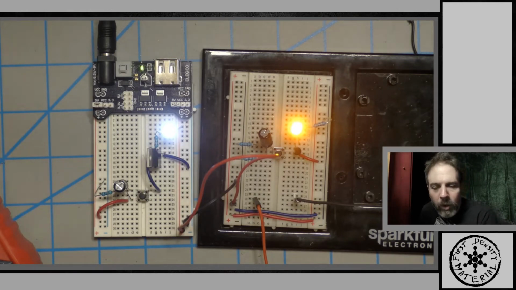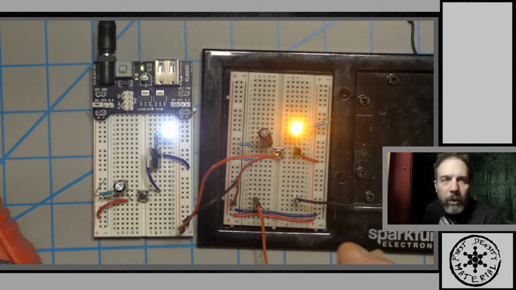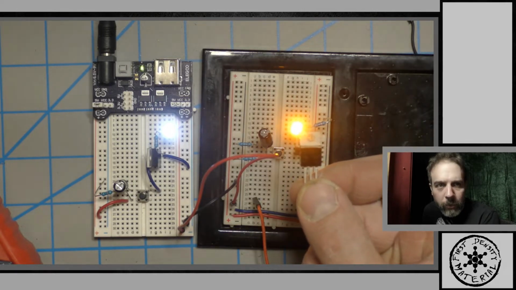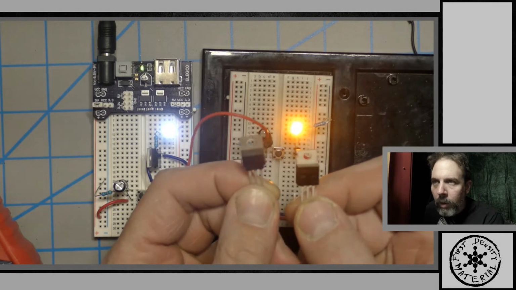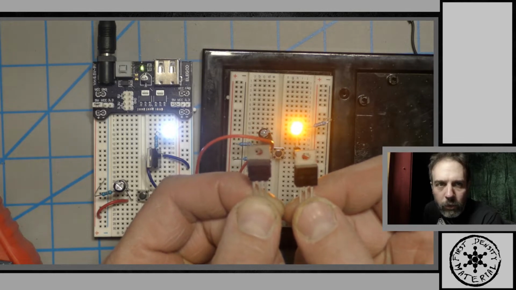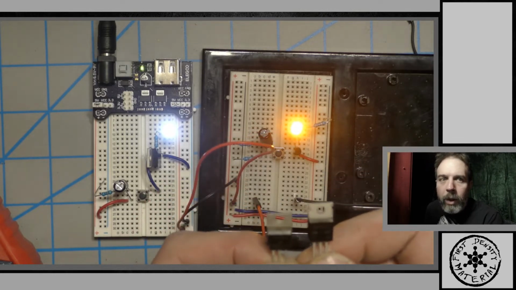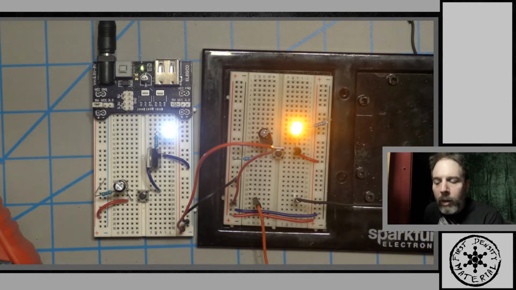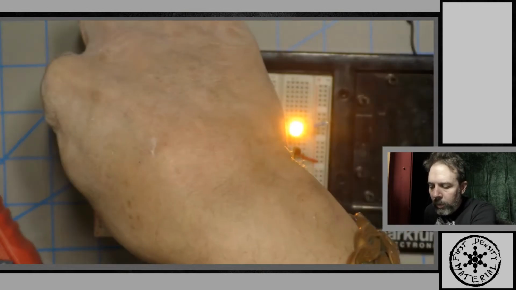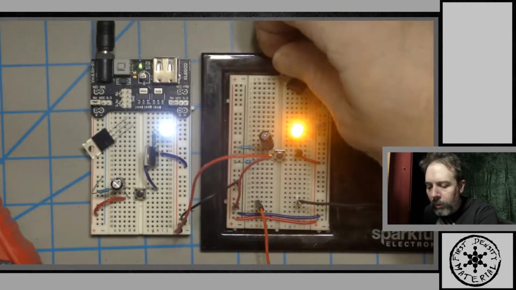Alright, so before we get into MOSFETs and how to use them, what I wanted to do was show you a difference between a transistor and a MOSFET. So here's a MOSFET. This is a P-channel MOSFET, and this is an NPN or PNP transistor. So that means that they are on by default, and then by adding a charge to them, they turn off. So this MOSFET is on this side, and this transistor is on this side.